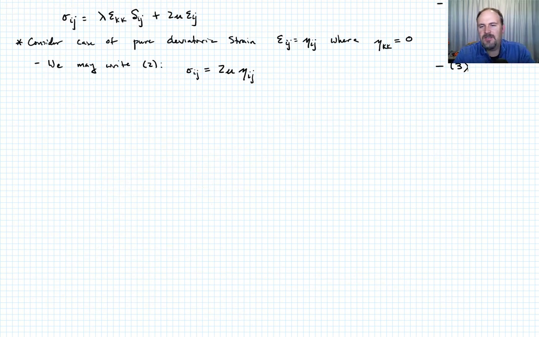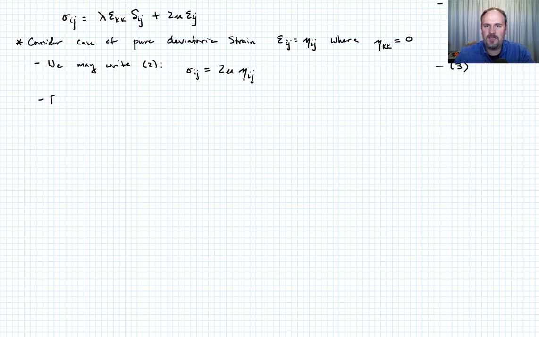What does equation 3 tell us? On the left-hand side is the stress. On the right-hand side is a deviatoric strain that's multiplied by a scalar constant. That scalar constant is 2 mu. So what we can say is that if we multiply a deviatoric tensor times a scalar constant, we are left with a deviatoric tensor. So a deviatoric strain yields a deviatoric stress via Hooke's law. That's the takeaway from this.